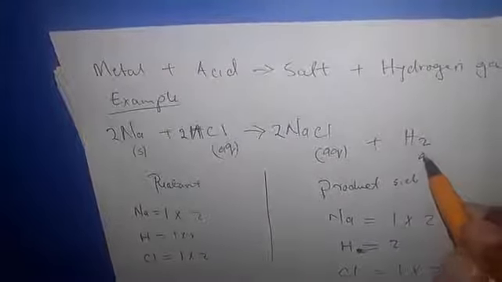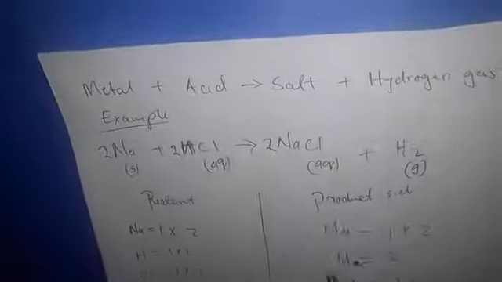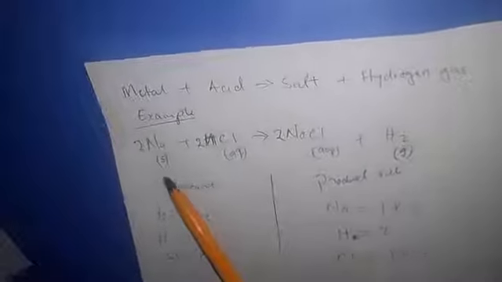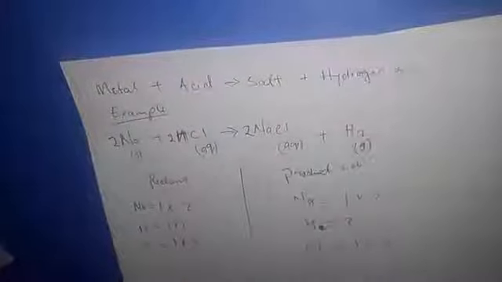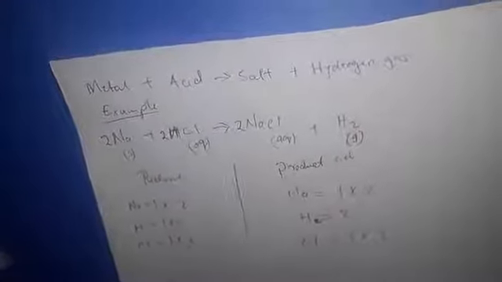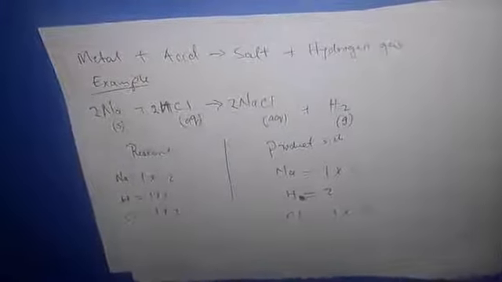Note their states. This is gas, this is aqueous, and this is solid. Now this equation is balanced. Note: metal plus an acid is equal to salt and hydrogen gas. All metals, actually, that's what I'll tell you.